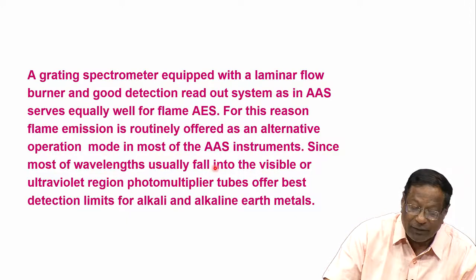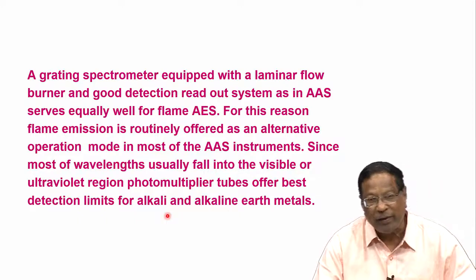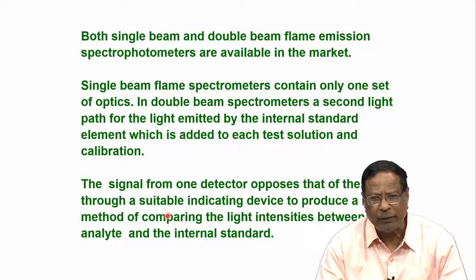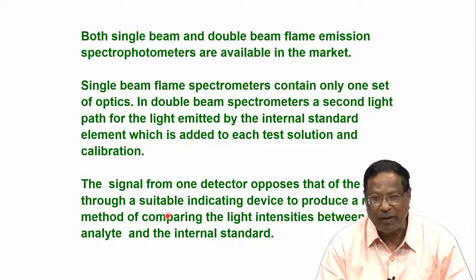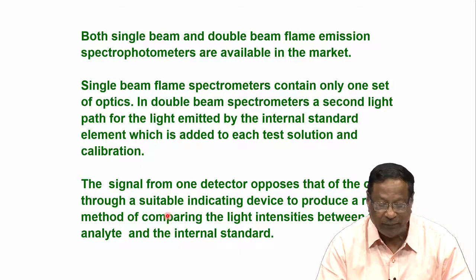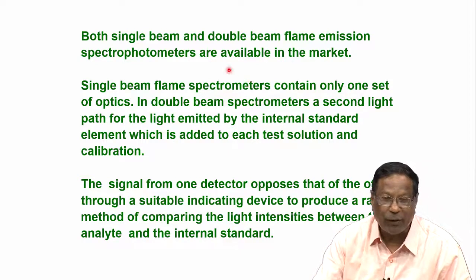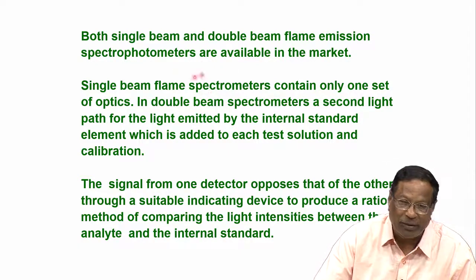Since most of the wavelengths usually fall into the visible range above 500 nanometers, with the ultraviolet range very less, photomultiplier tubes offer the best detection limits for most of the alkali and alkaline earth metals. So, both single beam and double beam flame emission spectrometers are available in the market. Of course, the cost will vary depending upon what you are buying, whether it is single beam or double beam.